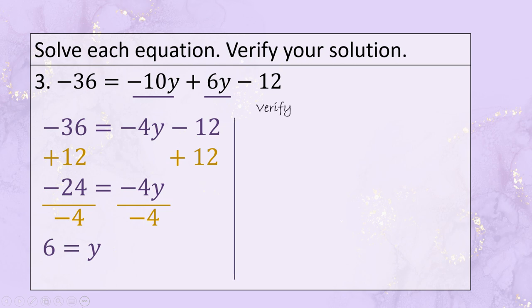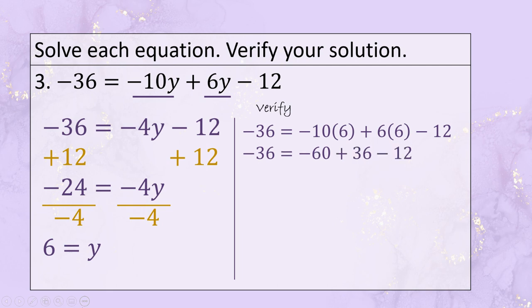To verify that solution, we will substitute 6 everywhere there's a y. And then to evaluate, we're going to use our order of operations. We have to do our multiplying before we do the adding. So negative 10 times 6 becomes negative 60. 6 times 6 becomes 36. Then adding from left to right. Negative 60 plus 36 gives us negative 24. Negative 24 subtract 12 gives us negative 36. So we're left with the statement negative 36 equals negative 36, which is true. So that is verifying that y equals 6 is the correct solution.